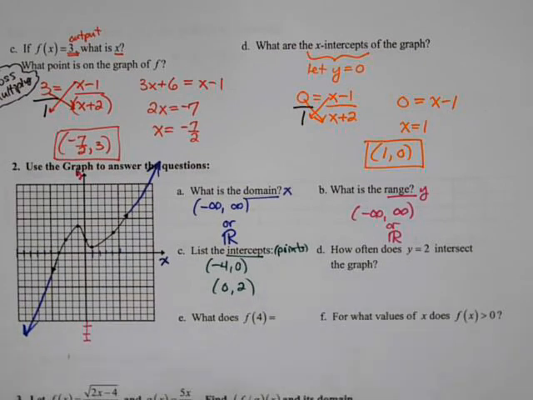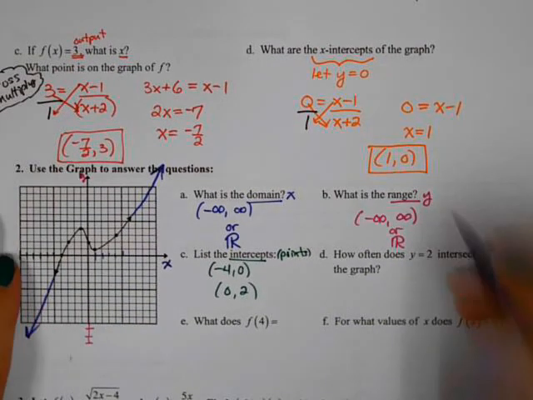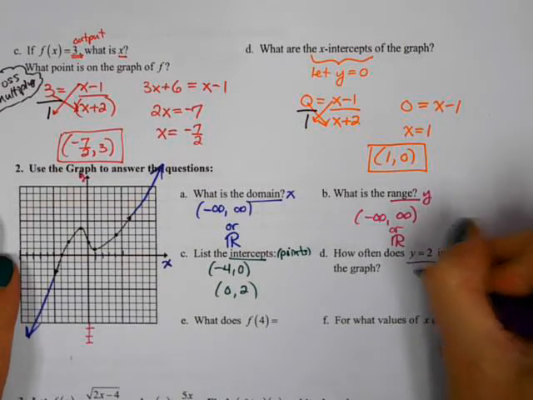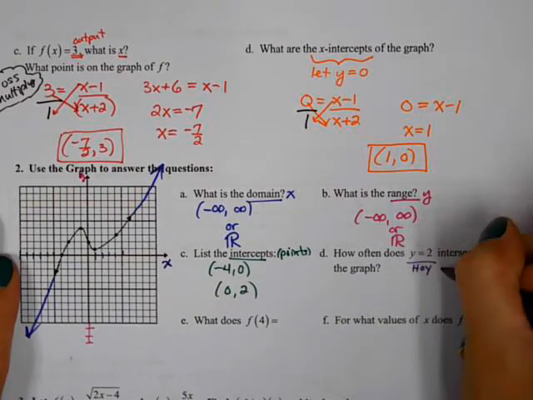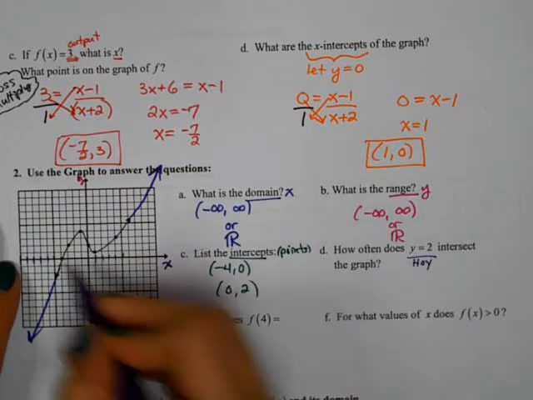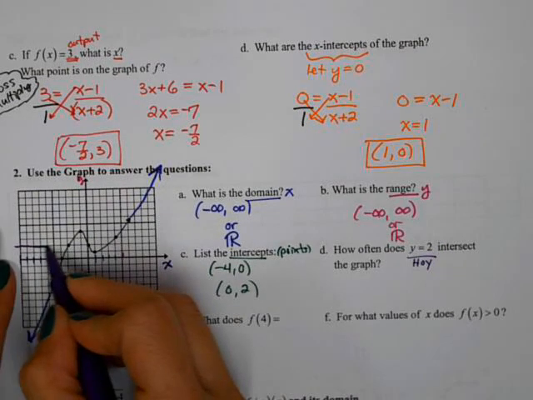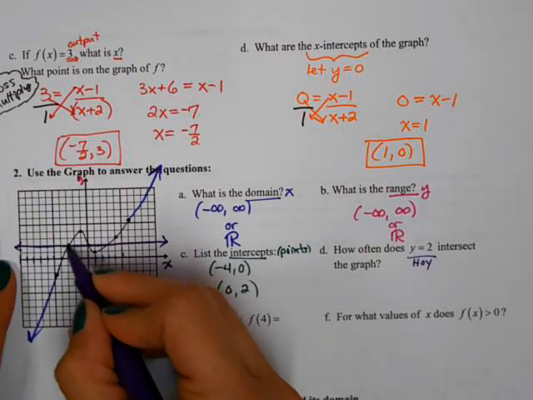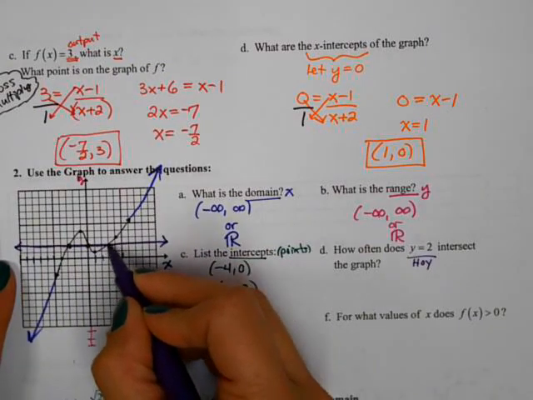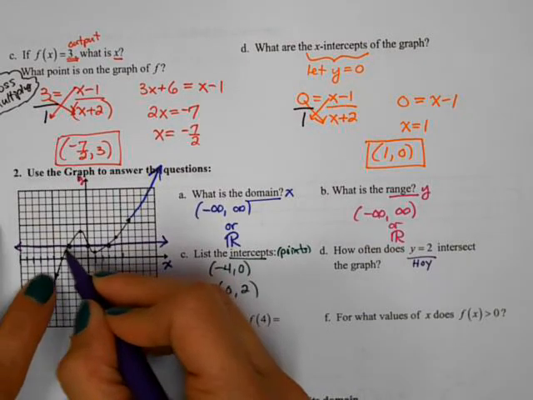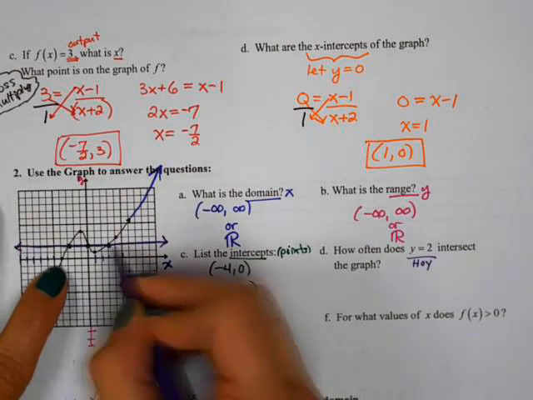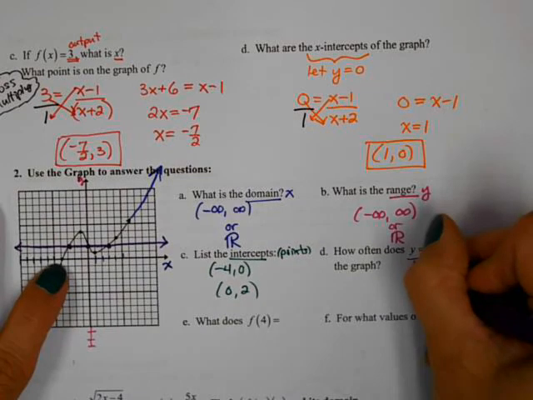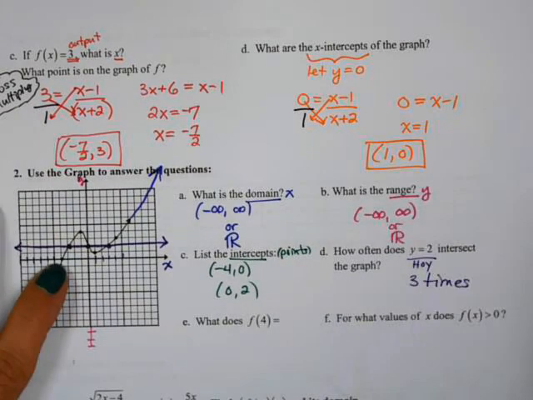How often does the line y equals 2 intersect the graph? Y equals 2 is going to be a horizontal line. So I go to 2, and I'm even going to draw a horizontal line here to see how many times it intersects the graph. The answer is 1, 2, 3 times. If any of those were empty holes, then we would not include them. But we're going to say 3 times.